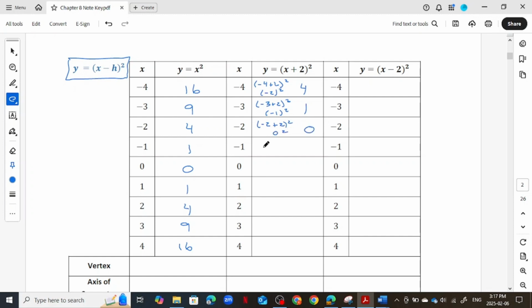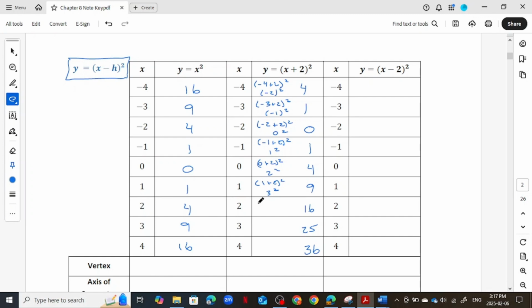Keep on going. When I plug in negative 1, I've got negative 1 plus 2 squared, which is going to give me 1 squared, which is 1. If you think about the pattern, that means I'm probably going to get a 4 here as well. Let's test it. 0 plus 2 all squared is going to give me 2 squared, which is 4. When I plug in 1, I get 1 plus 2 squared. Oh yeah, that's 3 squared. There's that 9. Okay, I'm getting this, which means that I'm going to predict the next number is going to be a 16, and then maybe a 25, right? 1 squared, 2 squared, 3 squared, 4 squared, 5 squared. So this would be 6 squared, which would be 36.